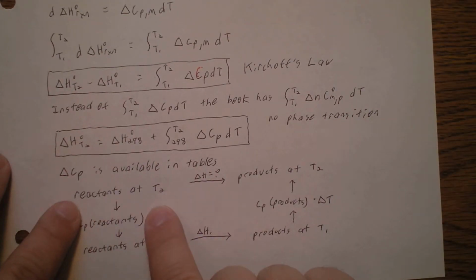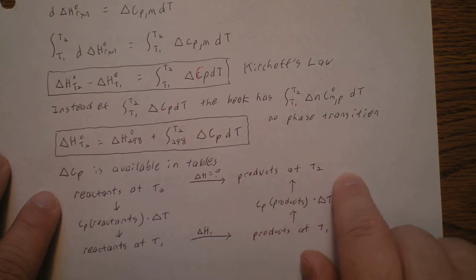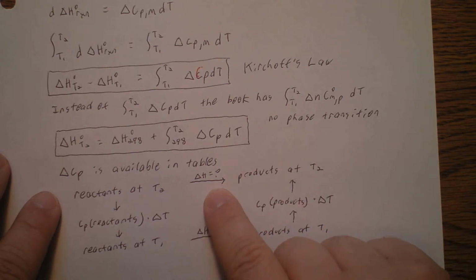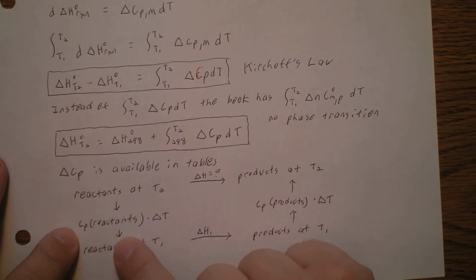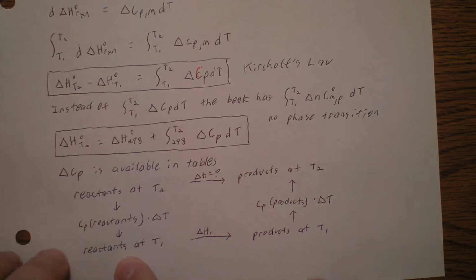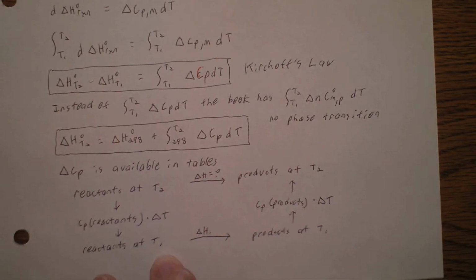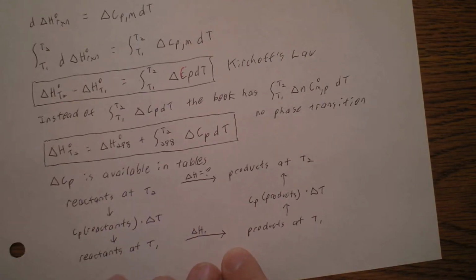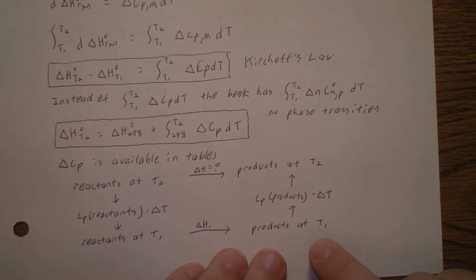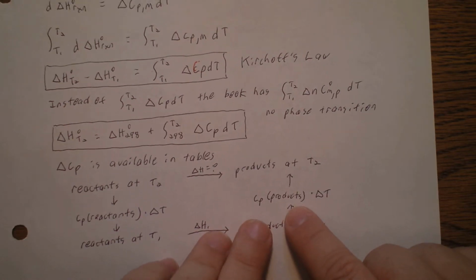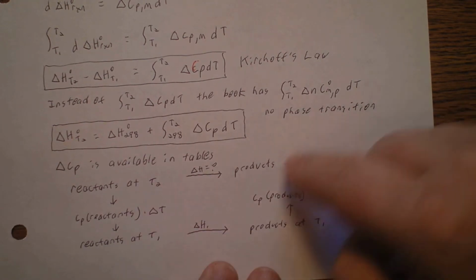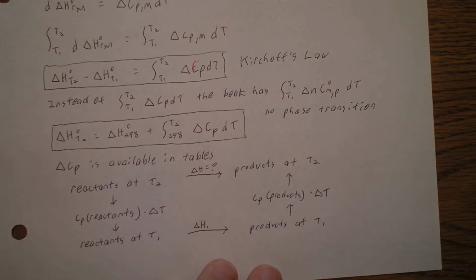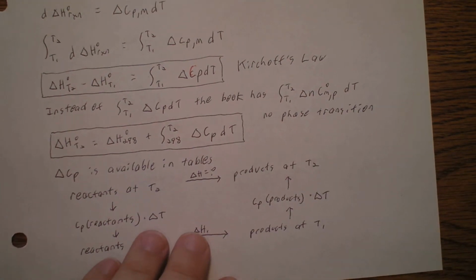So let's say we have our reactants at T2 and we want to go to products at T2. So what's the change in the enthalpy of the formation? Well, we have to take the CP, the heat capacity of reactants, times delta T to bring the reactants down to temperature 1. Then we can do the actual enthalpy of the reaction, change in the enthalpy of the reaction. So then we have the products at temperature 1. Then we use the heat capacity for the products times the change in temperature back up to T2. So this is just like before, where we've broken a process down into multiple steps to find out what we need to find out.